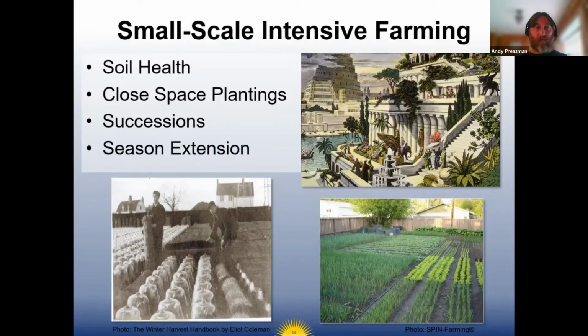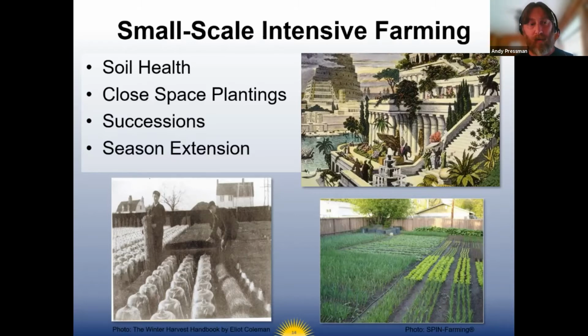If there are none, I want to start to dive into the production aspects. This slide says small scale intensive farming, which is my background, my passion. It could say urban intensive farming, but to me, these principles can happen wherever you are. But the idea is really focusing on 4 key components.